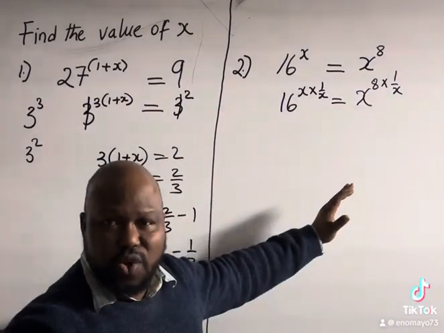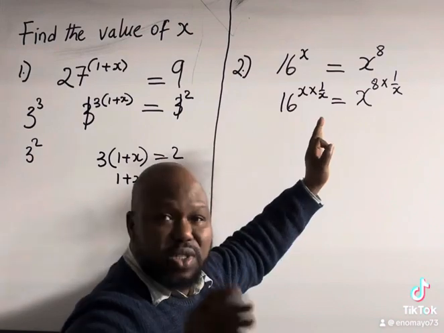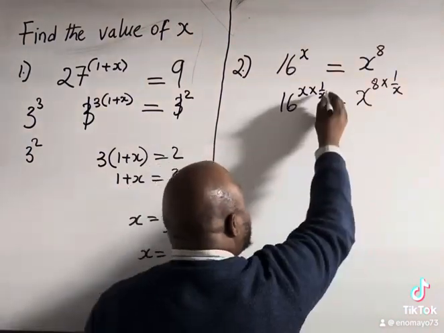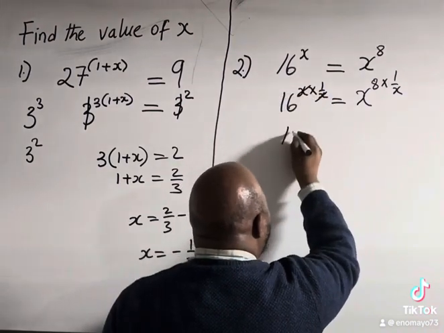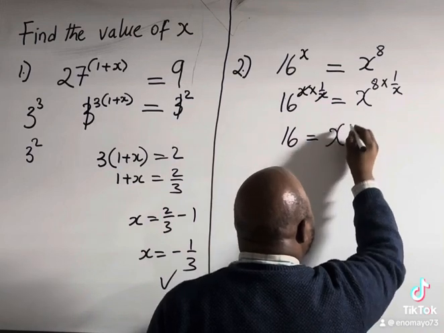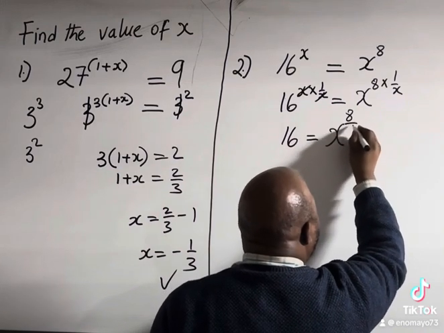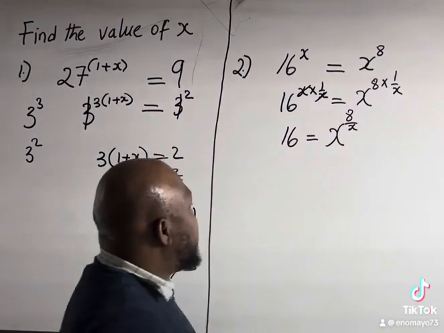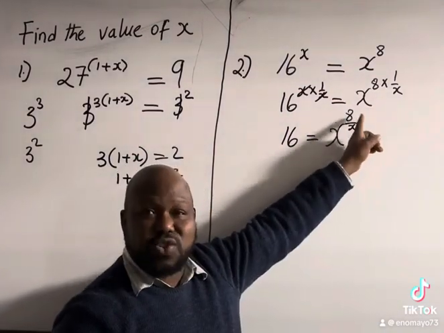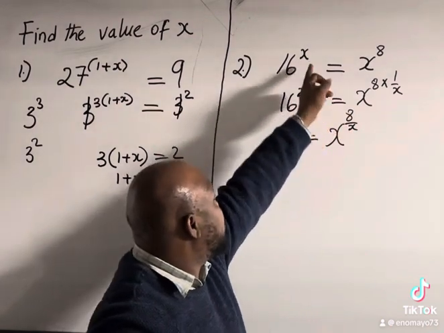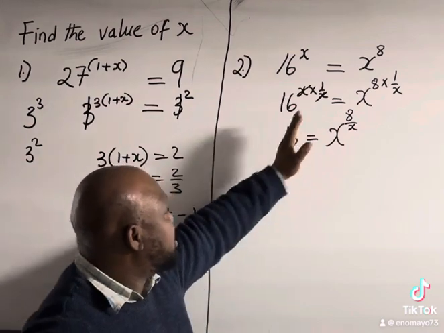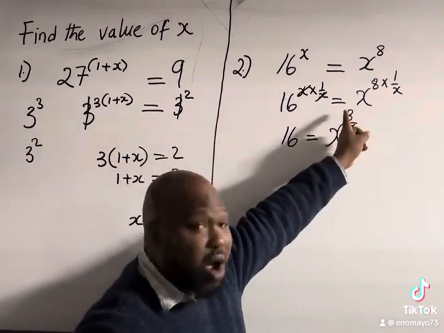So it's the same thing. We haven't done anything to the equation. We've only raised both sides to 1 over x. So if you do that, this will cancel this. We will have 16 is equal to x raised to power 8 over x. Okay, now let's take this 8 to the other side. We will do the same step just like what we did here, by raising both sides to the reciprocal of 8.